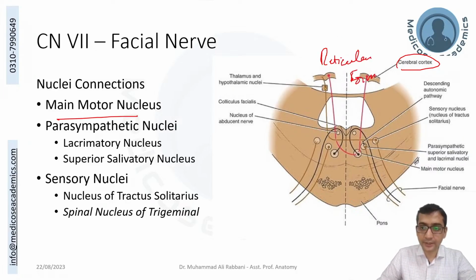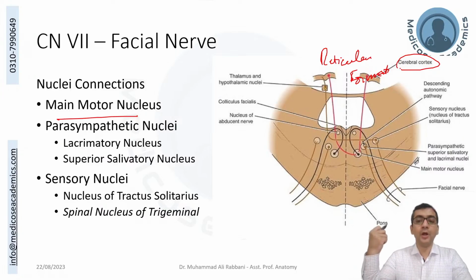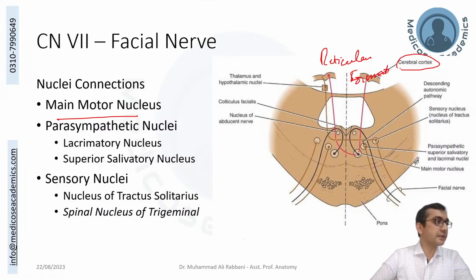It is getting fibers from the reticular formation also. Cerebral cortex will lead to your voluntary movements, your voluntary movement of muscles, and reticular formation will have different pathways for unconscious smile and expressions that you encounter. And that's a very interesting phenomenon in the upper motor neuron type palsy.